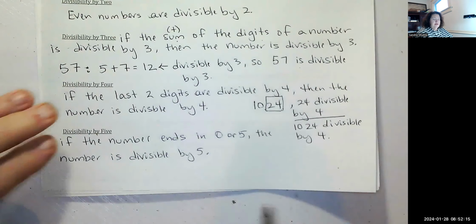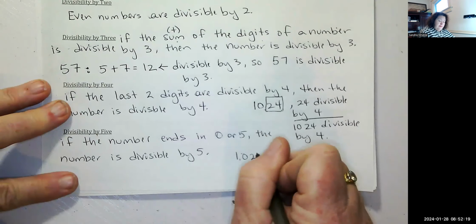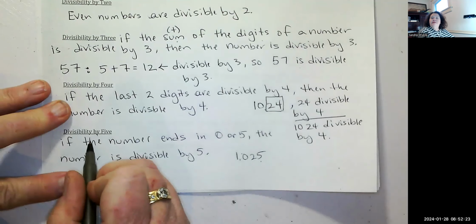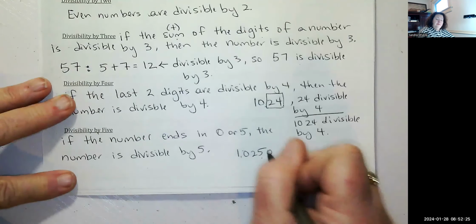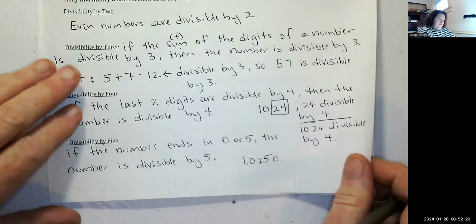Okay. So an example, let's take 1025. It ends in a 5, so it's divisible by 5. If I stuck a 0 on here, it too is divisible by 5 because it ends in 0 or 5. All right.